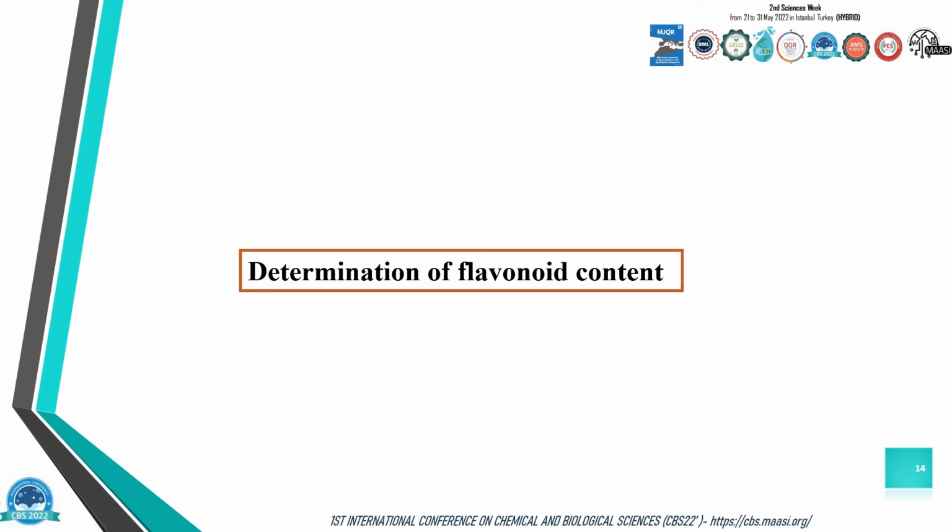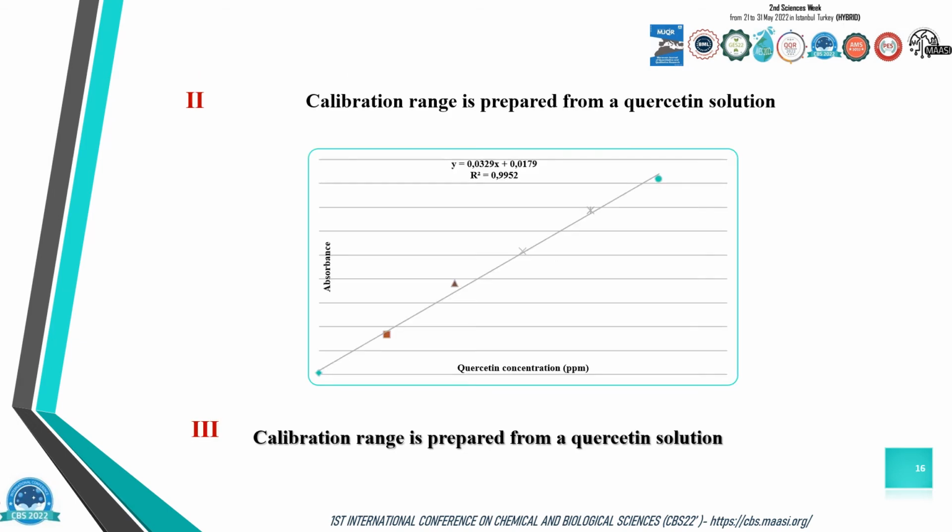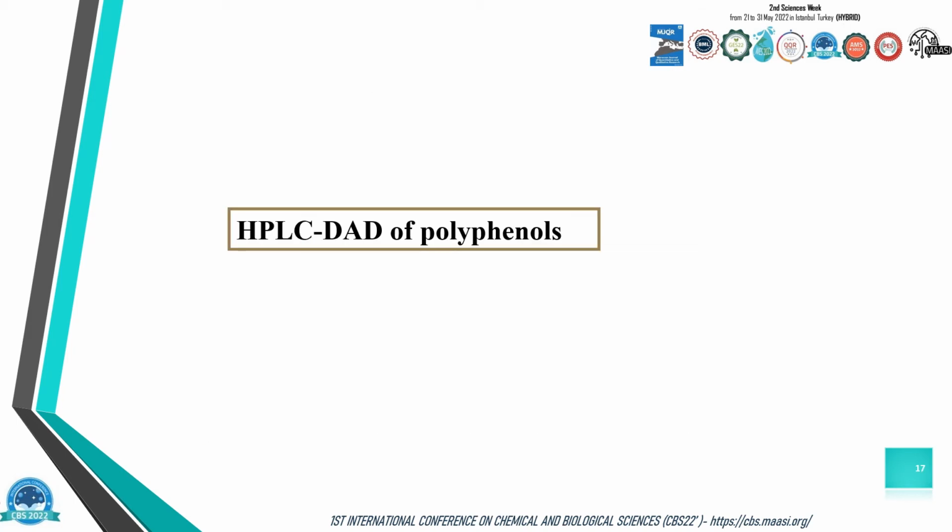For the determination of flavonoid content, 4.5 of the extract diluted is stirred with 2% aluminum chloride, the mixture is incubated in the dark for 45 minutes at 20 degrees Celsius, and the absorbance reading is done at 430 nanometers. The calibration range is prepared by the quercetin solution using the same protocol, and the flavonoid content is estimated in milligram quercetin equivalent per gram of dry matter.